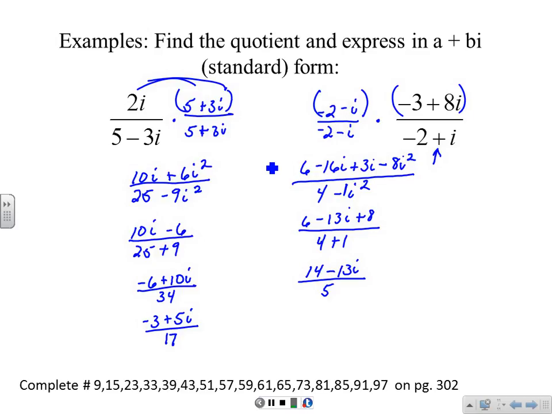So what I'd like for you to do is I'd like you to try these problems on page 302 and bring them into class if you have any questions.